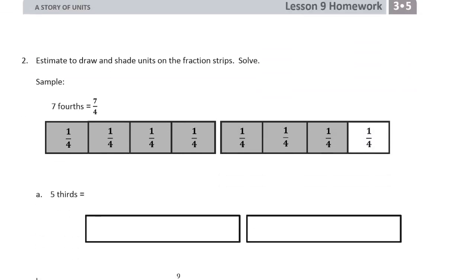Next, draw and shade units on the fraction strips and solve. So here's 7/4. Here's our example. 7/4, so that means each strip has to be put into fourths. And label each one with the unit fraction. And so we need 7/4 shaded in. So here's 4 of them, and there's 3 more. So together, 4 plus 3, that's 7/4 shaded in.